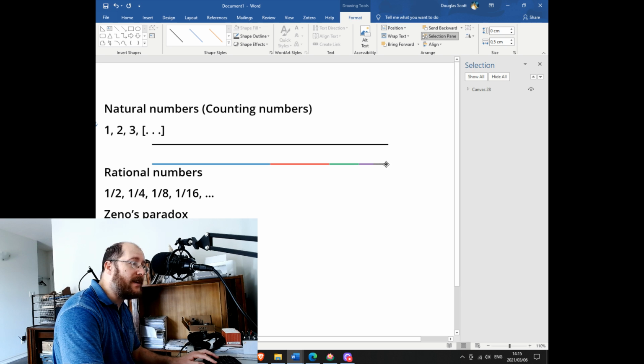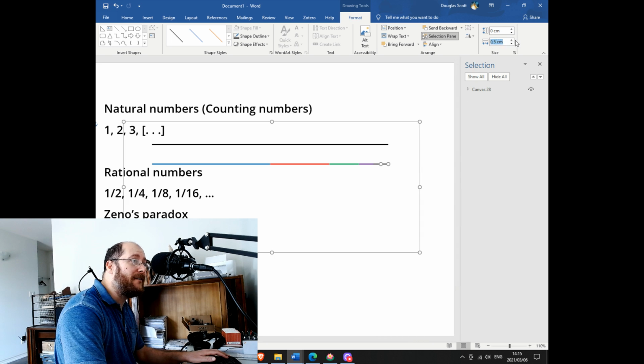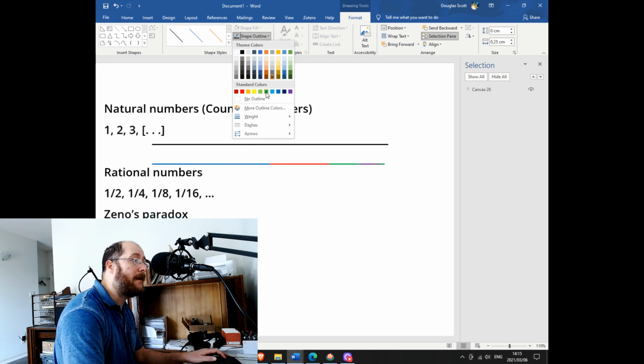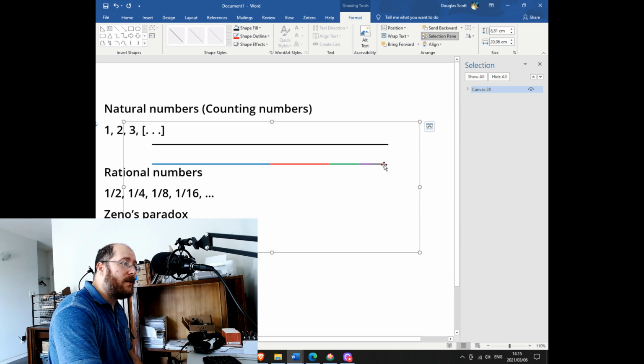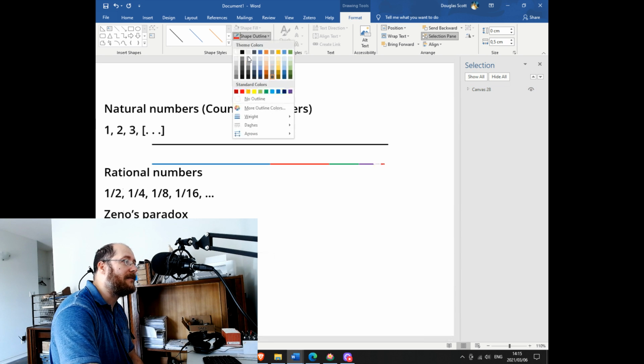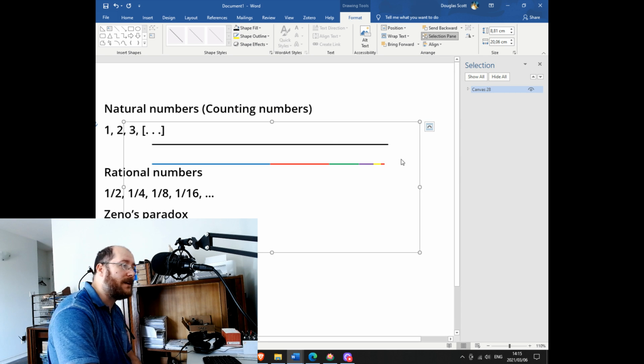As we add these on, each time we're getting a little bit closer to where we're supposed to be. Let's make this one red again. But as we're adding these on, we're getting a little bit closer to the end each time, but by less and less and less each step we take. I think this color needs to be different. Let's make that yellow. It sticks out quite nicely.